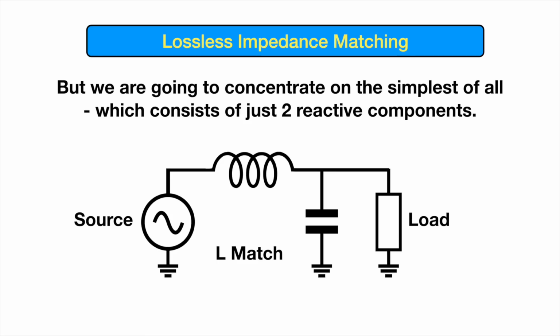We're going to concentrate on the humble L match, and this consists of just two reactive components. Now, the reason it's called L is not because L for inductance. It's L just because it looks like a capital letter L, or admittedly on its side, like this. And that's all an L match is. It's just two components. So usually an inductor and a capacitor, either way round. But it could be two inductors, could be two capacitors.